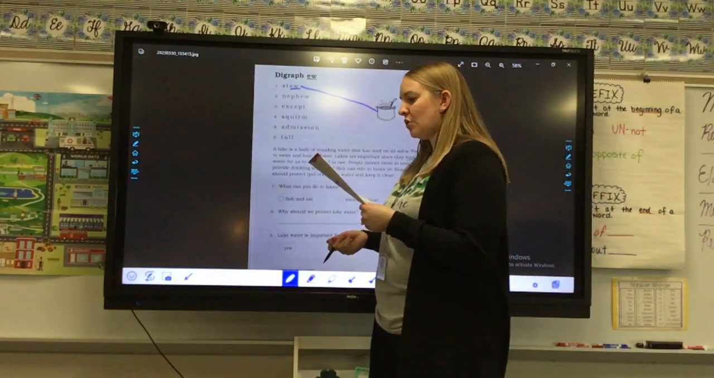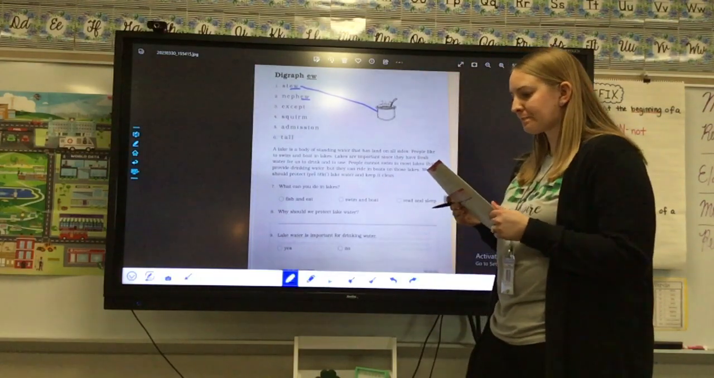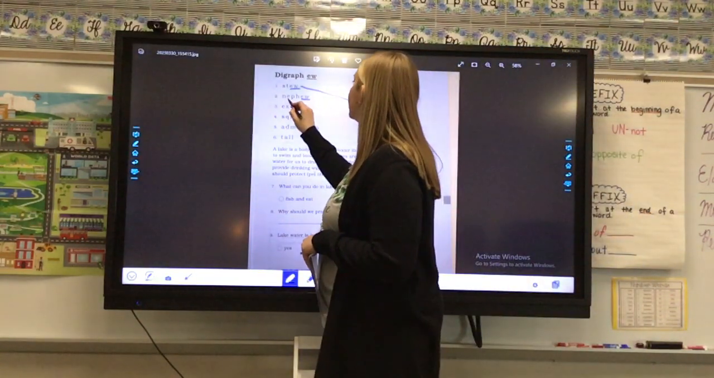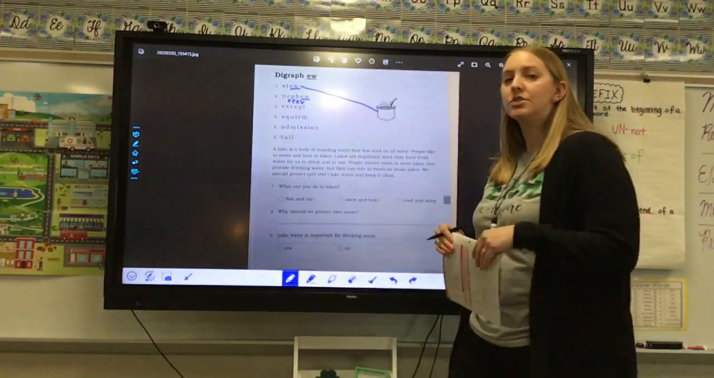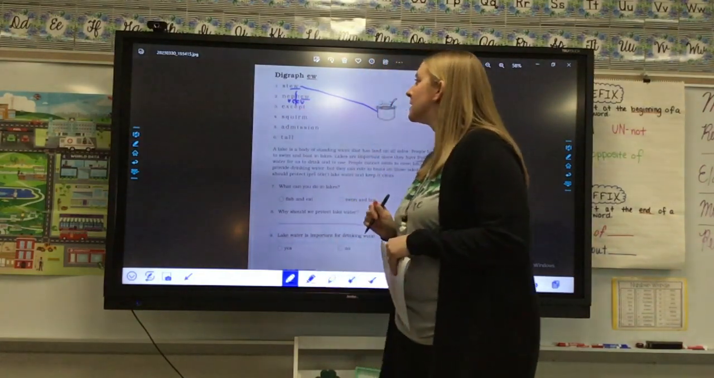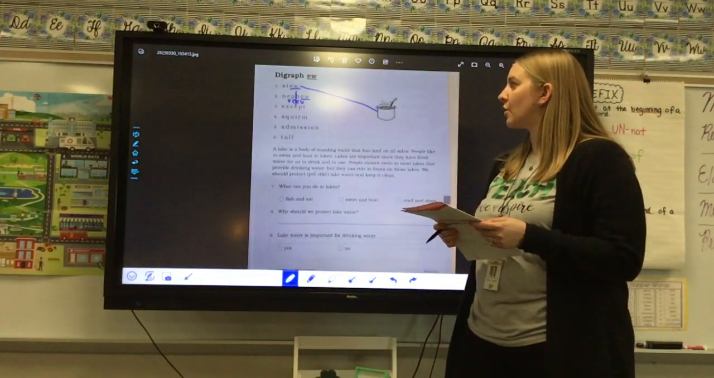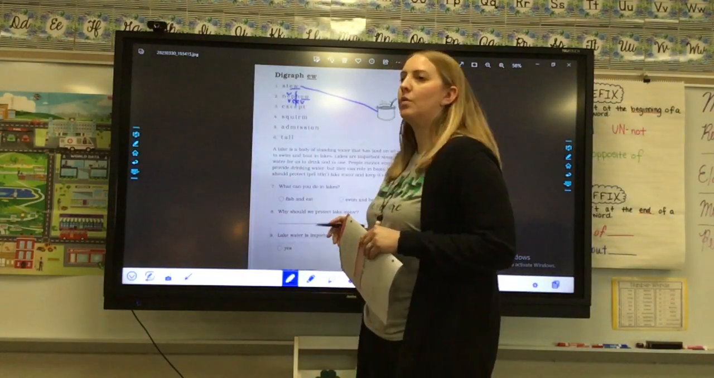All right, number 2, we have the digraph EW. We're going to underline it. And then we have a vowel, consonant, consonant, vowel. So we're going to break our word into syllables between the 2 consonants. And we are going to code our E with a brief.